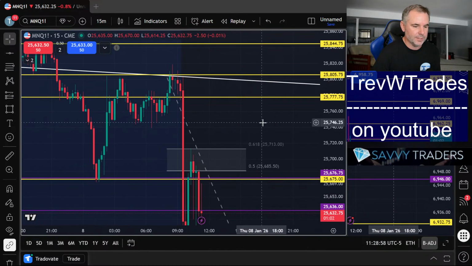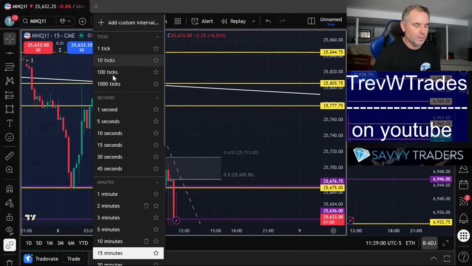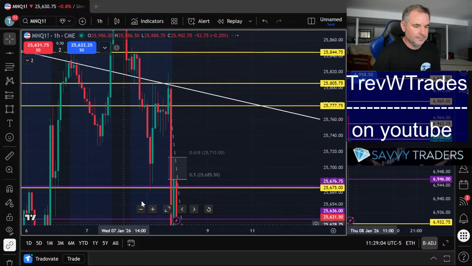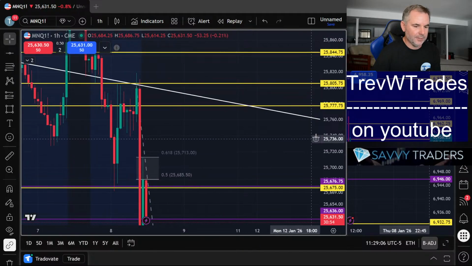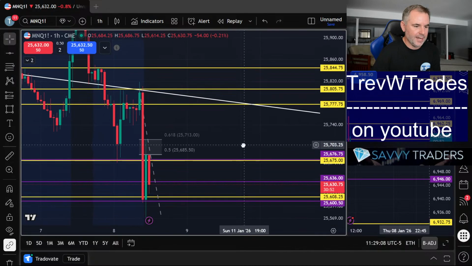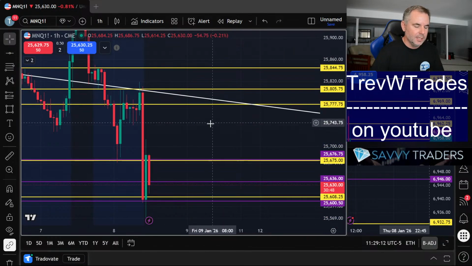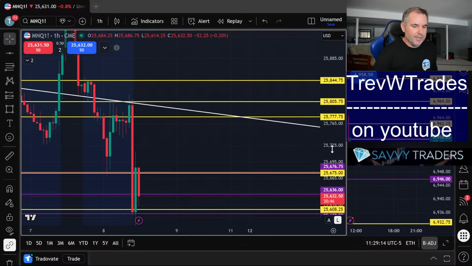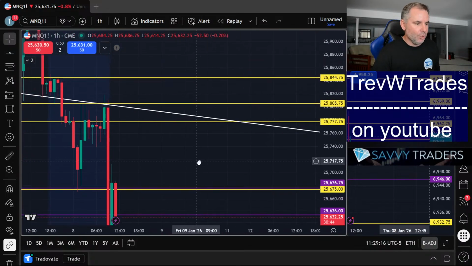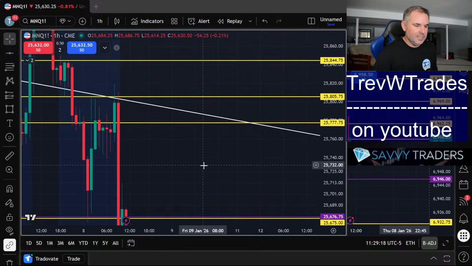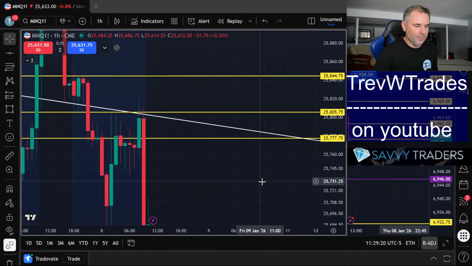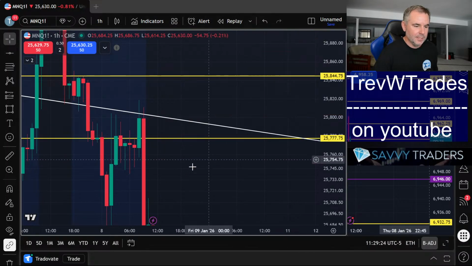That's where all these other ones come from. Let's go up to the hourly. So on the hourly, what do we have? And we spoke about this. Let's get rid of that too. We spoke about this pre-market as the market was opening. We saw this fair value gap right here. Let me get rid of this because it'll make more sense if I do.